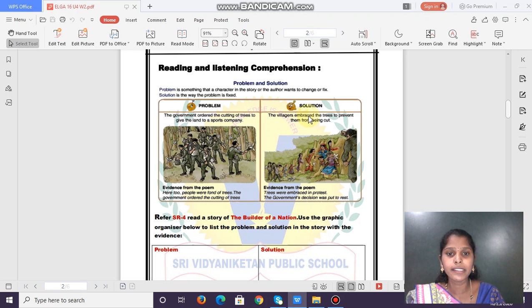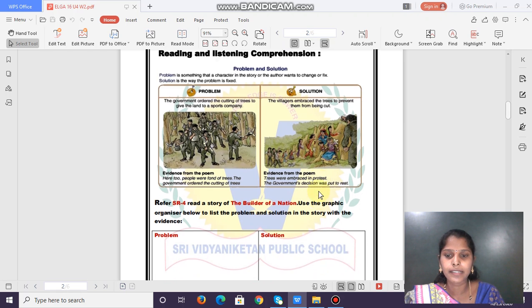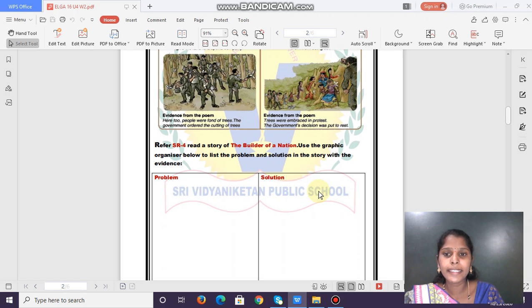Moving towards the solution. The villagers embraced the trees to prevent them from being cut. They embraced the trees because they are fond of them. What is the evidence from the poem? Trees were embraced in protest. The government's decision was put to rest. This is about the example.